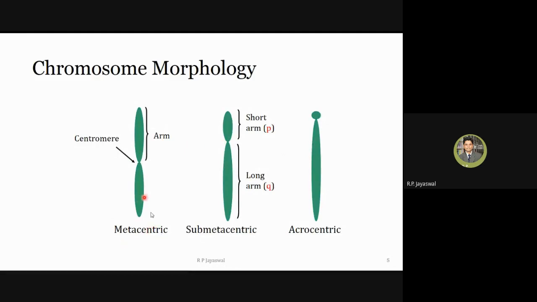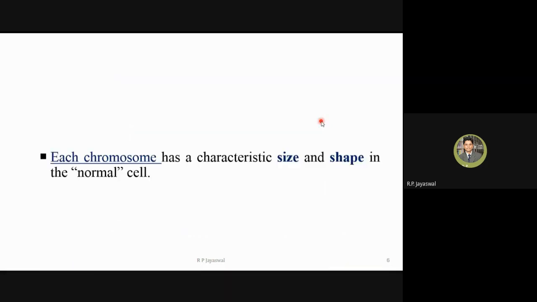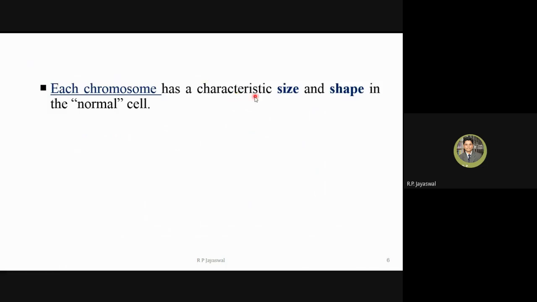So the centromere, you can see, is between the P arm and the Q arm, so it's metacentric. Here the short arm P and the long arm Q, this is submetacentric, and the acrocentric, where the P arm is very small. This is acrocentric. So each chromosome has a characteristic size and shape in the normal cell.